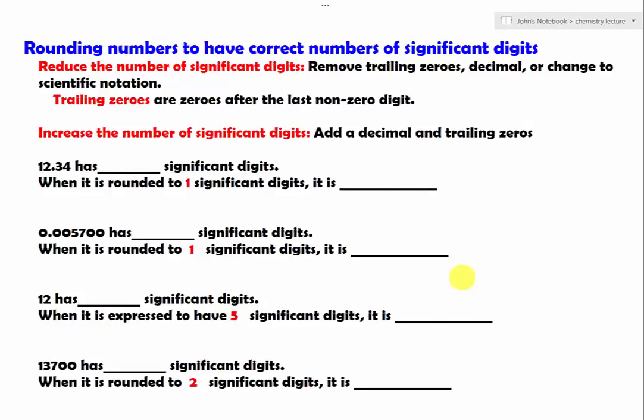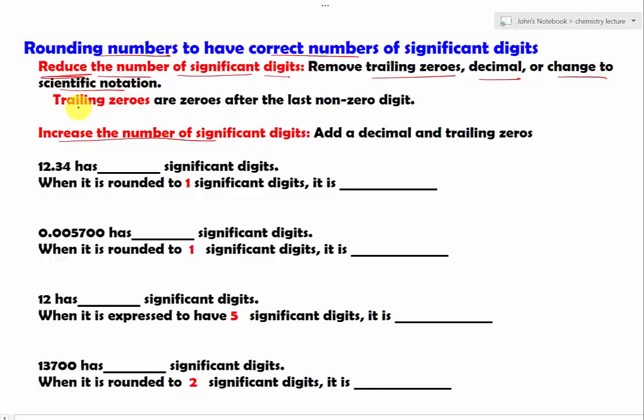In this lesson, we are going to learn how to round numbers to have the correct number of significant digits. There are two ways. One is to reduce, that means decrease the number of significant digits. The other way is to increase the number of significant digits. To reduce the number of significant digits, you are going to do the following: remove the trailing zero, remove the decimal, or change to scientific notation, okay?